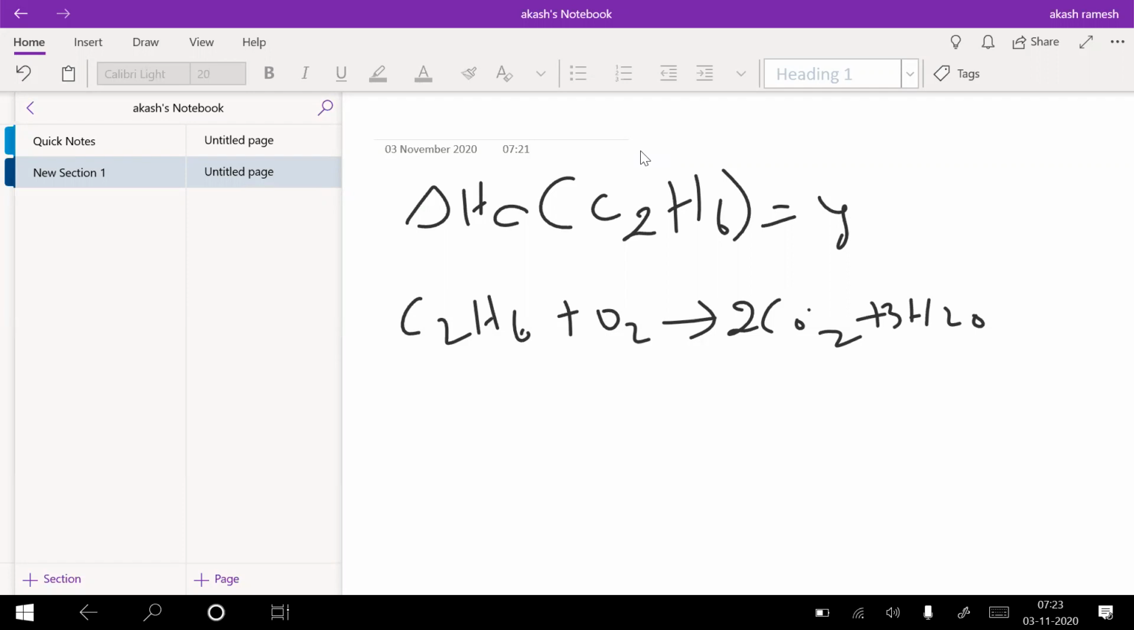How many oxygens? There are 4 oxygens plus 3 oxygens, 7 oxygens. Here I have 7 total, and here I have only 2. So what should I put here? Simple, right? If I have to have 7, what should I do?